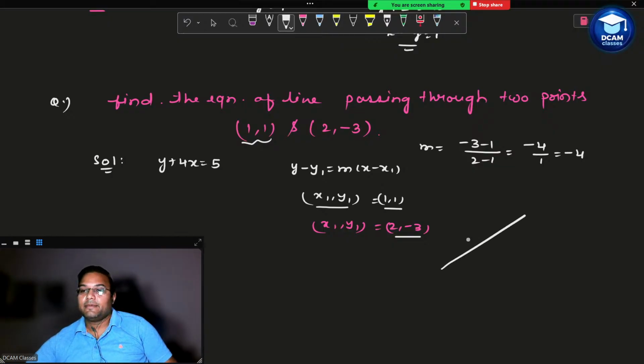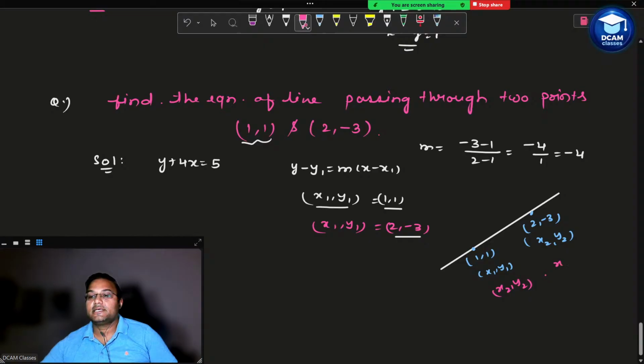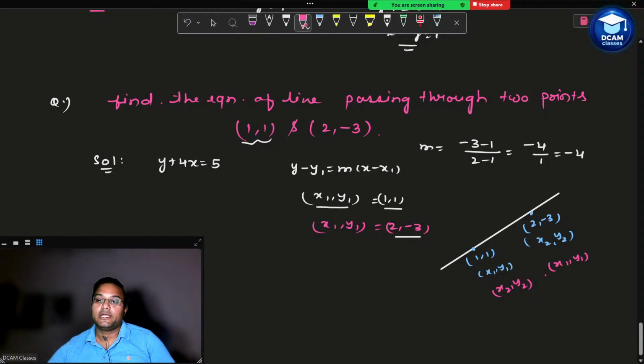Whenever, see, diagrammatically, if I show, there are 2 points. One is 1, 1, and the other is 2, -3. Now it's up to me, na, which point I decide as x1, y1, and which point I decide as x2, y2. I can take this as x2, y2, and I can take that as x1, y1. No one is restricting me. The other way is I can take this as x2, y2, and this as x1, y1. Because no one has put any restriction on me, I can take anything unless someone has told me not to do it.